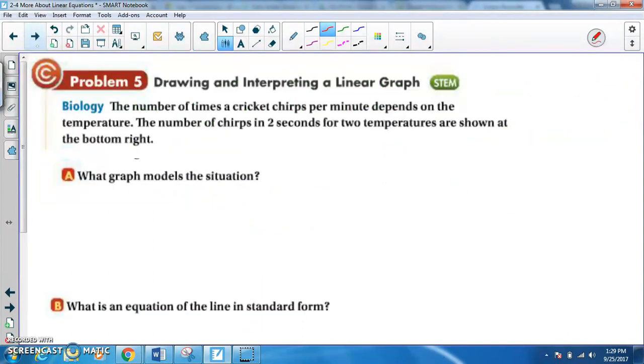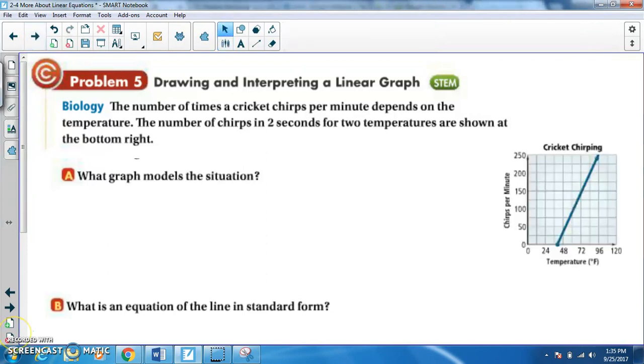Drawing and interpreting a linear graph. The number of times a cricket chirps per minute depends on the temperature. The number of chirps in 2 seconds for 2 temperatures are shown at the bottom right. I forgot this part. I'm so sorry. It's giving us a graph. Sorry guys, I picked the wrong problem 5. You don't have to worry about this one.